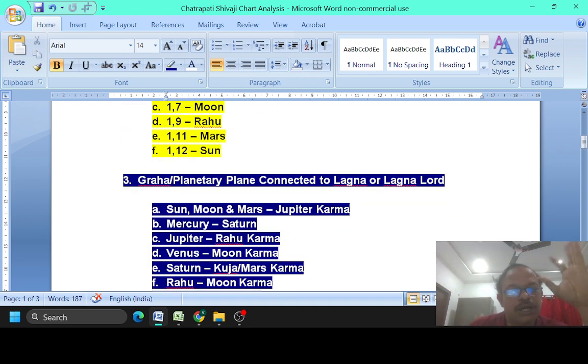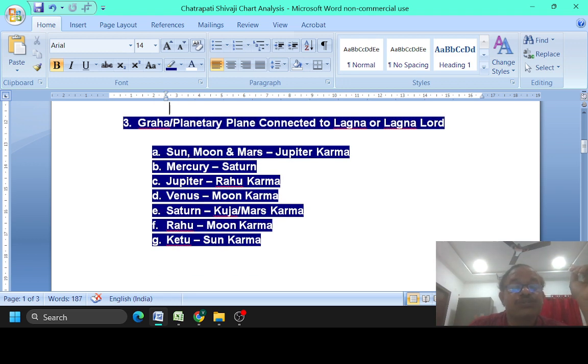There is one more plane called the Graha plane, based on the connection of planets with the Lagna. Imagine if Sun, Moon, Mars are connected to the Lagna. Suppose Sun in Lagna, Moon in Lagna, or Mars in Lagna, or Sun aspecting Lagna from the 7th house, Moon aspecting Lagna from the 7th house, or Mars aspecting Lagna from any other place. Whenever there is a connection of Sun, Moon, Mars with Lagna, then they will have Jupiter karma, by virtue of the Graha, the planetary plane.